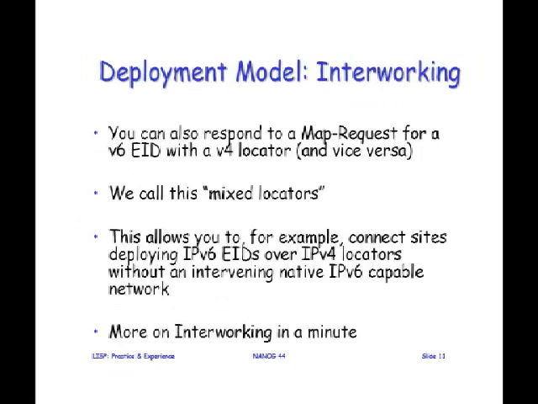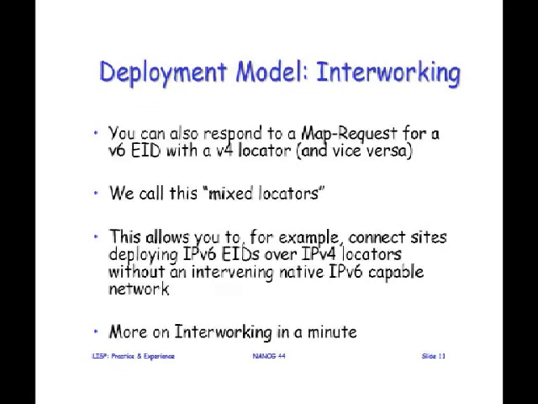There's also this other thing about interworking that we were looking at. So there's interworking between LISP and non-LISP sites, but there's also 4 and 6. So you might want to send a map request, or respond to a map request, for an IPv6 EID prefix with a v4 locator, and we're calling these mixed locators. The point of doing this is so that you can connect IPv6 islands over IPv4 without an intervening native IPv6 capable network. And we'll see a little bit more about this in a second. But these are the kind of things we've been trying to do.